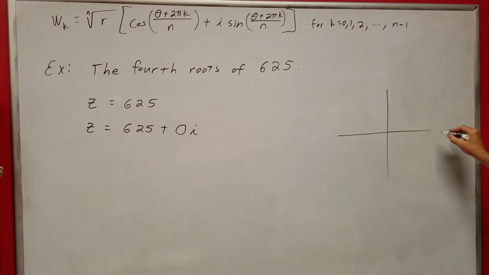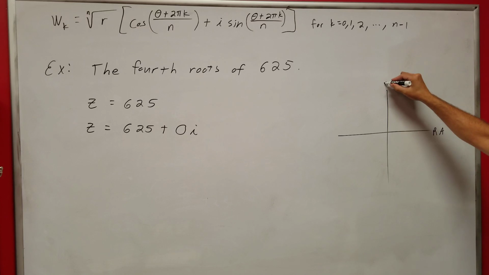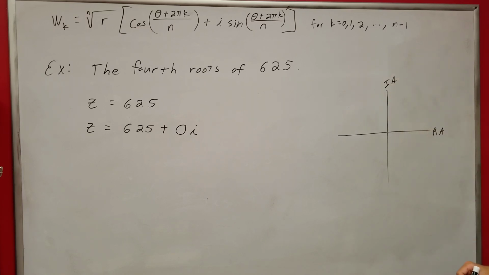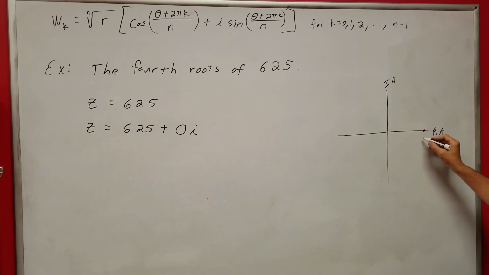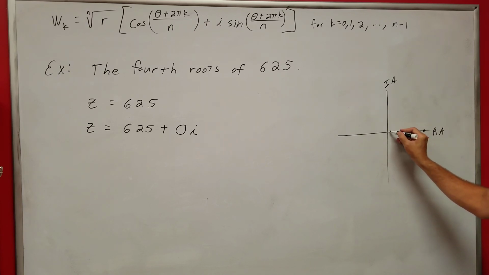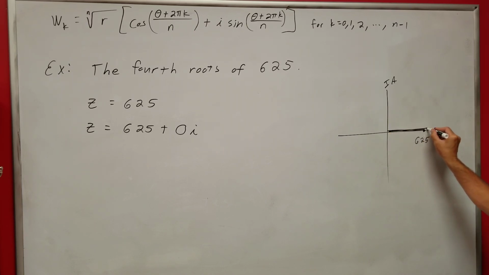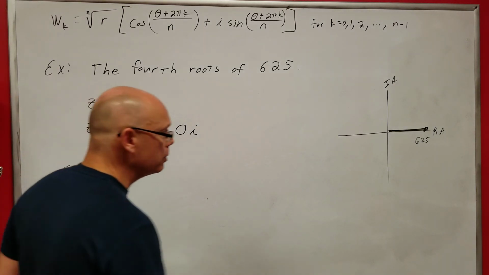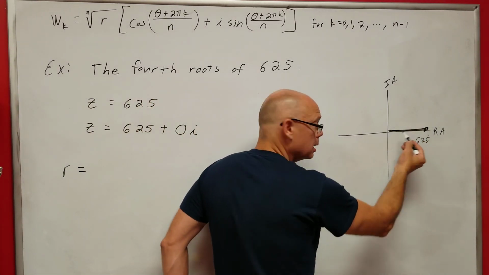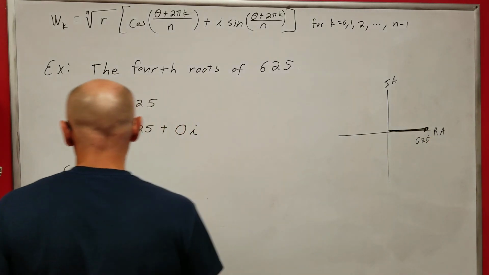In this plane here, where we have a real axis and an imaginary axis, where's 625 plus 0i? On the real part, you go out to 625. In the imaginary part, you go to 0, or you don't go anywhere. So that's 625 right there. Let's find r and theta for this point. What would r be? What would the length from the origin to this point be? How many units? 625, right?